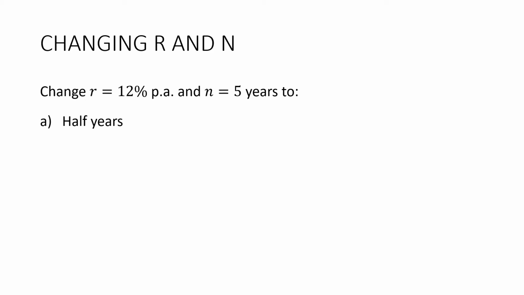So let's practice that. Let's change R, which is 12% per annum, and N, which is 5 years, to half years. All right, let's start with R. 12% per annum is going to be 6% per half year. And how do we change 5 years into half years? How many half years are there in 5 years? Hopefully you're telling me 10.